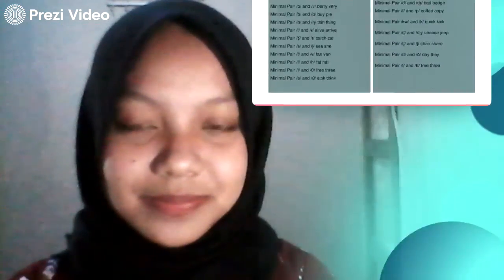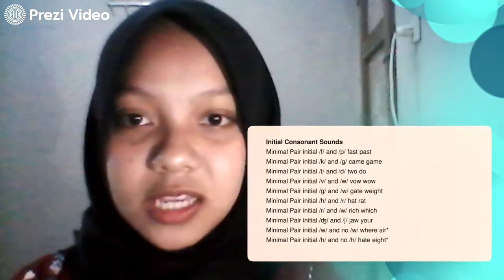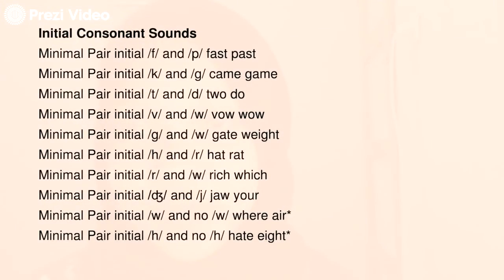Next, initial consonant sounds. For example, minimal pair initial F and P, for example, is fast and pass. Minimal pair initial K and G, for example, is cam and game. Minimal pair initial T and D, for example, is to and do.